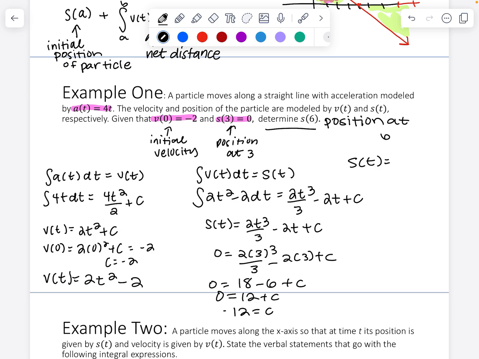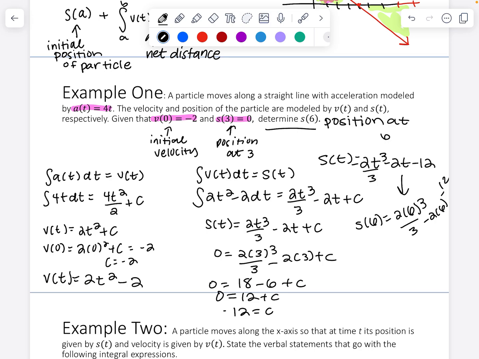So this is then our position function. I know we're running out of space here, but our position function is 2t cubed over 3 minus 2t minus 12. But the final question didn't ask us to find the position function, it asked us to find the position at 6. So I'm going to plug in 6 here, and I'll get 6 cubed over 3 minus 2 times 6 minus 12.